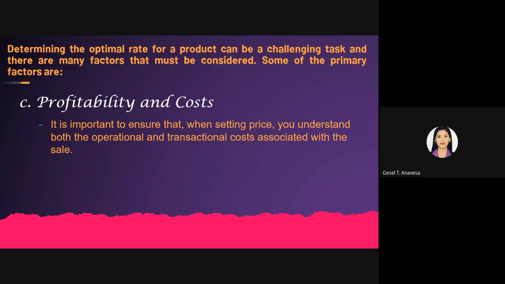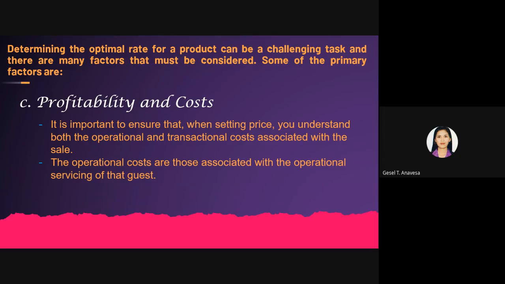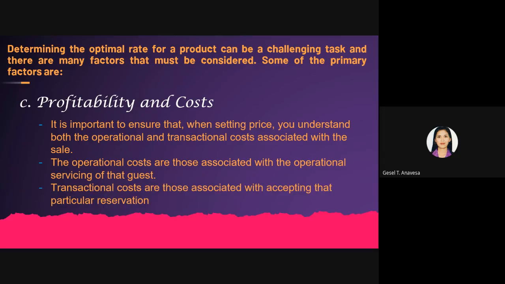And then, third, profitability and cost. So it is important to ensure that when setting price, you understand both the operational and transactional costs associated with the sale. The operational costs are those associated with the operational servicing of that guest. And then the transaction costs are those associated with accepting that particular reservation. So when we say operational cost in hotel, this refers to the room cleaning and amenities. And then when we refer to transactional cost in hotel, this refers to the credit card fees and commissions. Okay, so understanding the net profitability of each transaction is important. So as it may influence your pricing and your optimal segment plan.